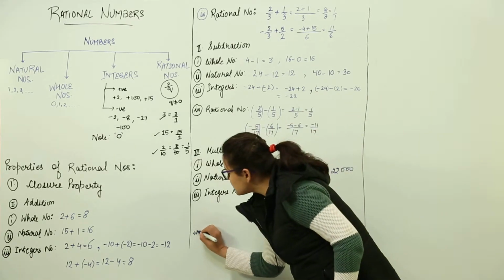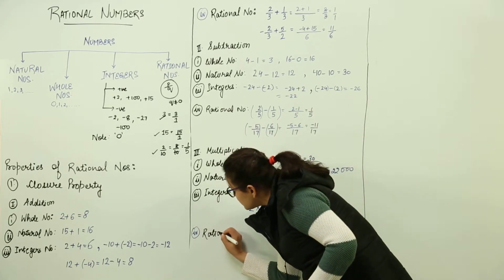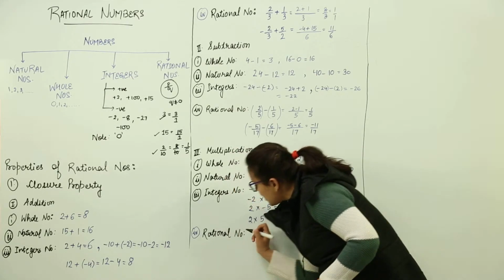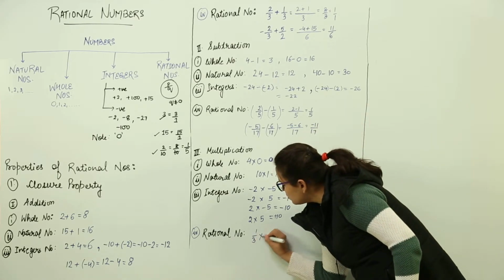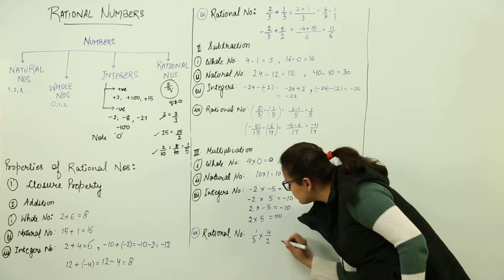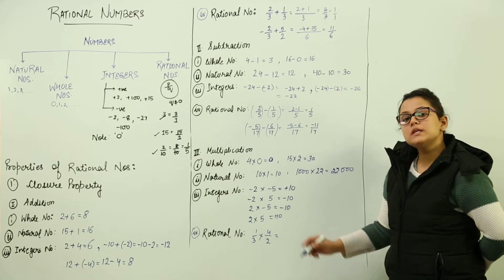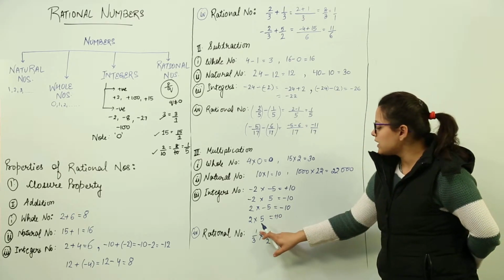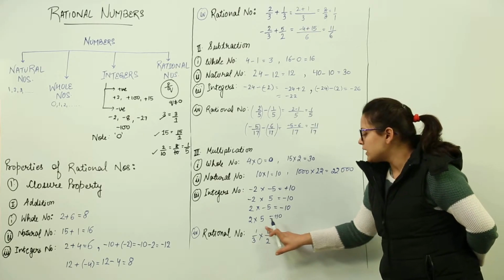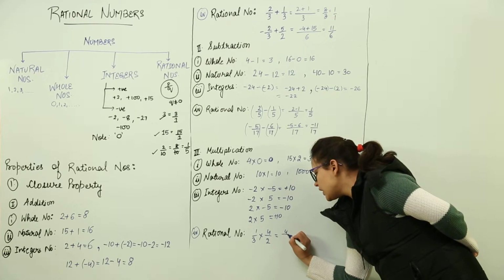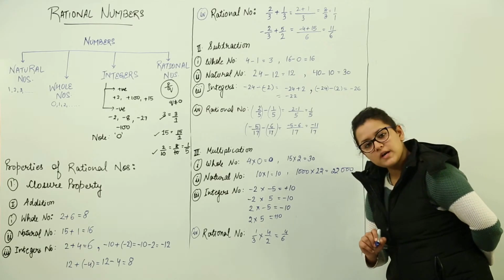What will be the case for rational numbers? For rational numbers, we can take any numbers, be it negative or positive. So I am taking any two rational numbers, say 1 over 3 into 4 upon 2. These are my two rational numbers. I can multiply them. Now how to multiply two rational numbers? You multiply the numerator with the numerator and the denominator with the denominator. So 1 into 4 gives us 4 and 3 into 2 gives us 6. So we get the rational number 4 by 6.